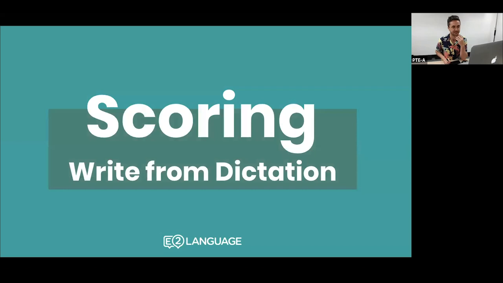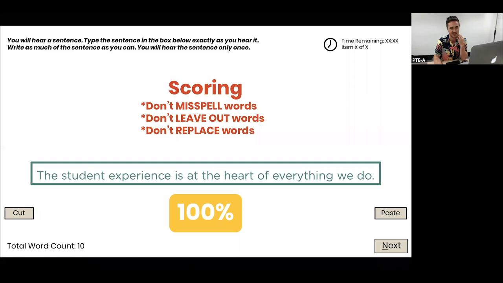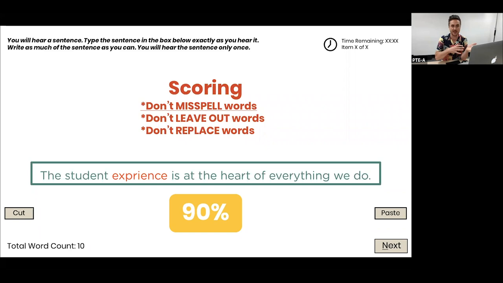So you will be penalized on a number of different things. So what you need to do is spell the words correctly, don't leave any words out, and don't replace any words. So you write down the exact sentence that was said in the exact same way, okay? The exact same vocabulary, exact same grammar, in which case you'll get 100%. If you spell a word wrong, you'll be penalized, but you don't just get a zero or 100%, you get a partial mark. So let's say there are 10 words, you miss one of the words, you'll get 90%.